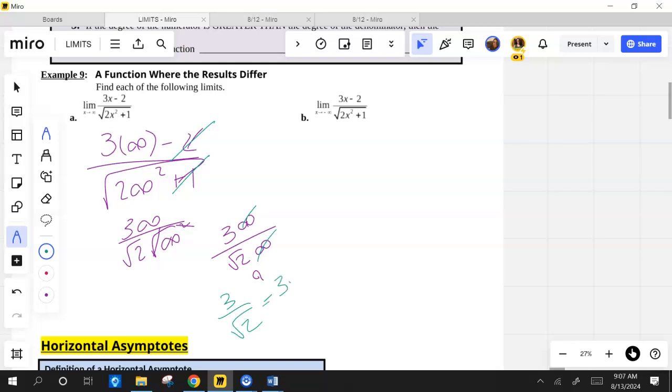If you want 3 root 2 over 2. So you spent 2 years telling us to get rid of radicals, get rid of the radical in the bottom. And now we can leave it because we're in calculus. Do B and see what you get. See how it's different.